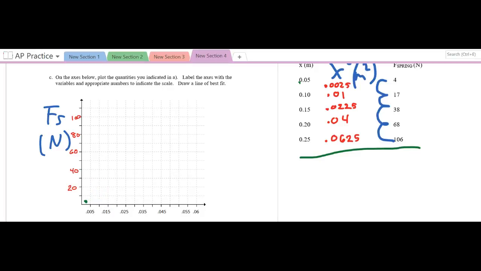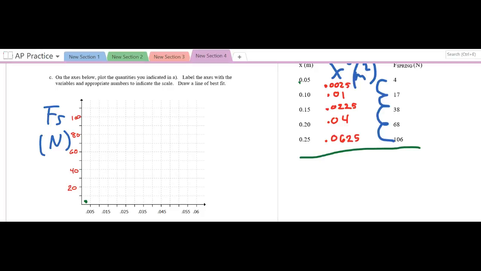Let me do this. It doesn't seem to want to be doing that, but you would have to graph these points. Let me try one more time. Nope. Okay, I'm not able to get this working, but you would plot your points. Then, once you plot your points, you would do a line of best fit.